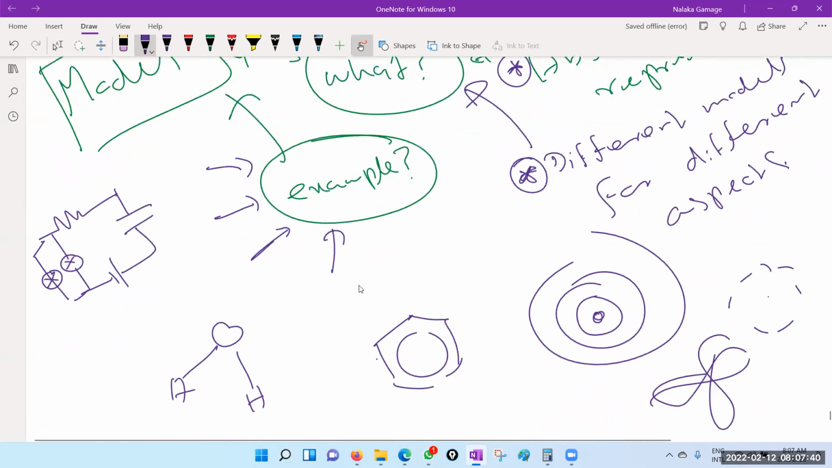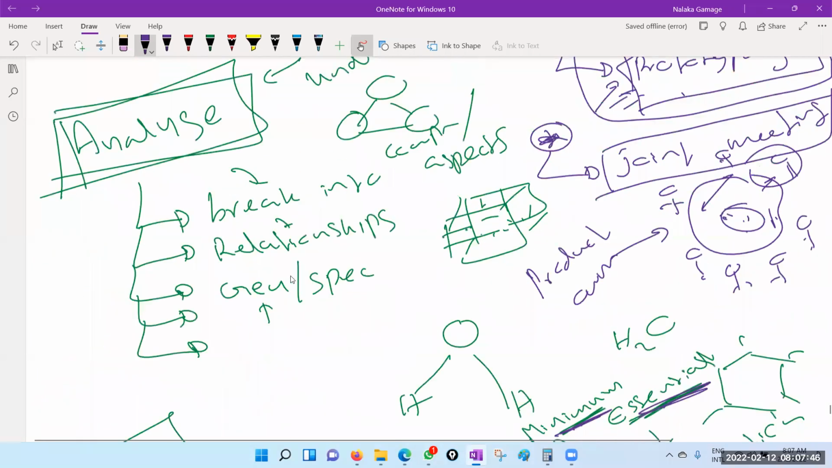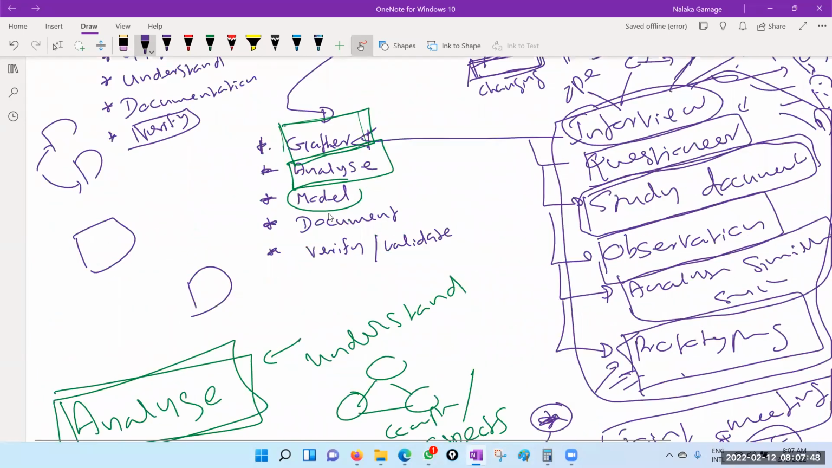Right. So that is modeling. That is modeling. Right. Now you know what is modeling. Right. So then we have to document. So again, in traditional approach, that is waterfall approach, and also in other approaches like iterative approaches, there was a lot of emphasis on documentation. Lot of emphasis.